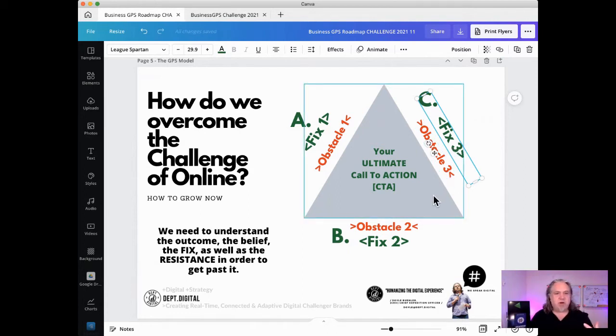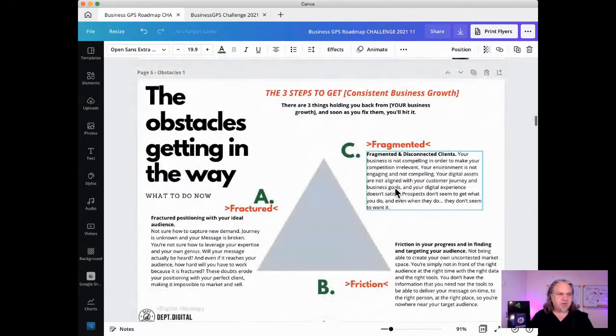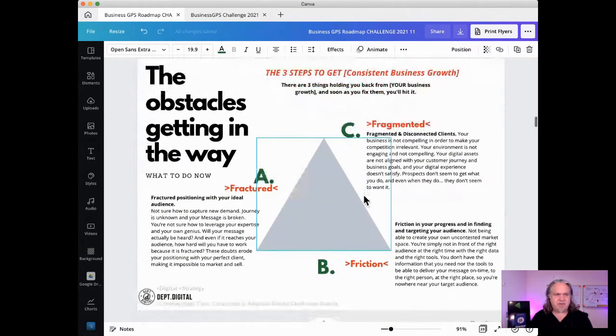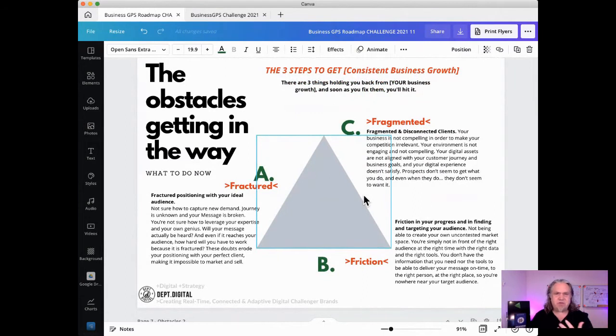So that's what we want to look at: what are these obstacles? How do we fix them? Where are we taking our audience to at the end of the day? So in terms of what I've identified as being key, there's really 3 steps that are getting in the way, 3 of these obstacles, right? And the first one is what I call being fractured. The second one is what's called friction, and then the third one is what I call being fragmented as well.